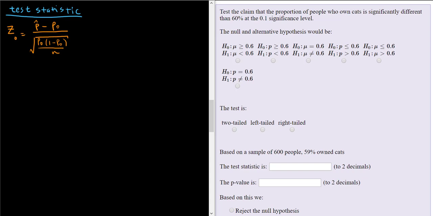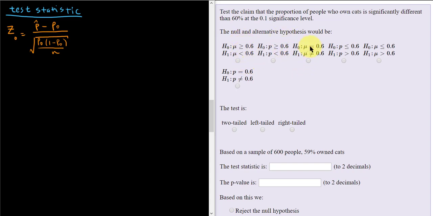In this video, we're going to do another homework problem from Experience 11, in which we are doing a hypothesis test regarding a population proportion. Test the claim that the proportion of people who own cats is significantly different than 60% at the 0.1 significance level. Okay, so let's pick the appropriate set of null and alternative hypotheses here.